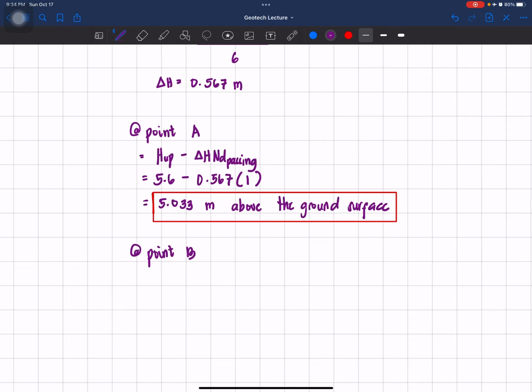Okay. So, similar lang, that would be 5.6 minus 0.567 multiplied by how many areas are we going to pass through papuntang kay B? That is 5. Okay. So, your answer now is 2.765 meters above the ground.